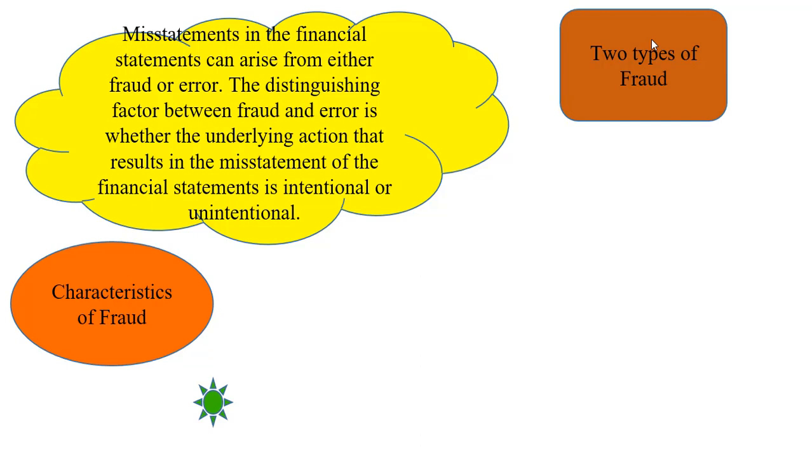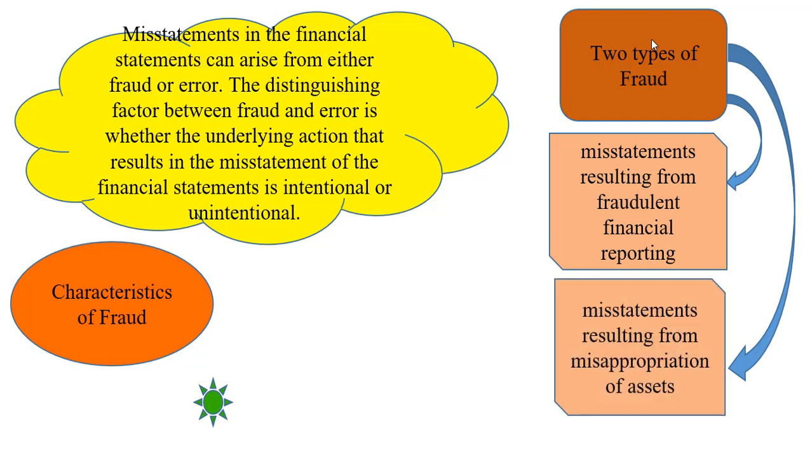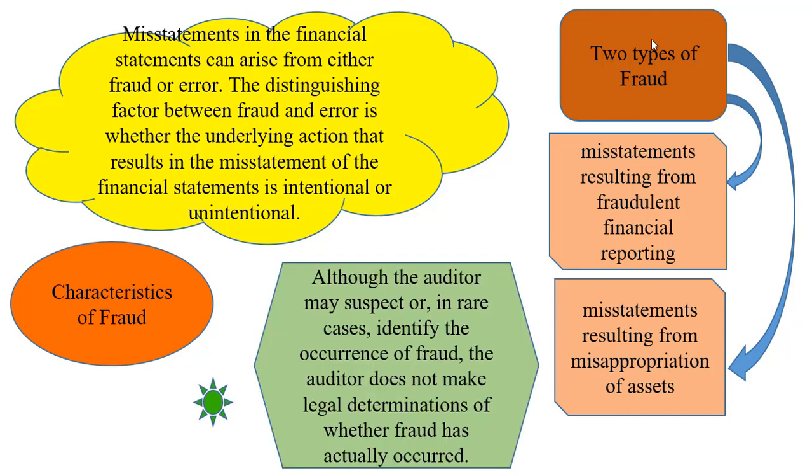There will be two types of fraud. The first one is misstatements resulting from fraudulent financial reporting, and the second one is misstatements resulting from misappropriation of assets. Although the auditor may suspect or, in rare cases, identify the occurrence of fraud, the auditor does not make legal determination of whether fraud has actually occurred.